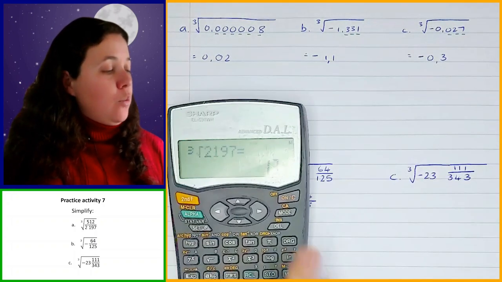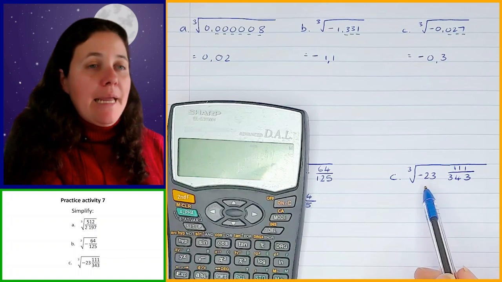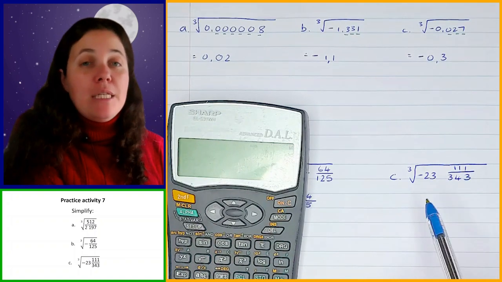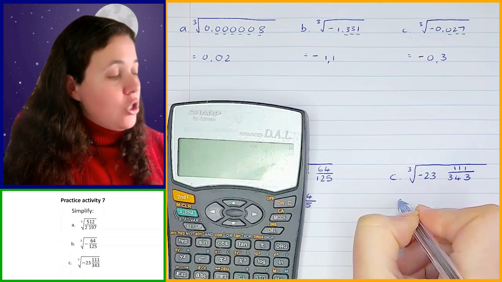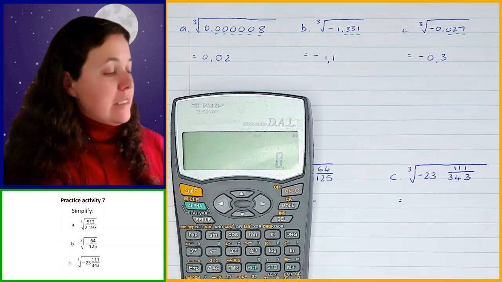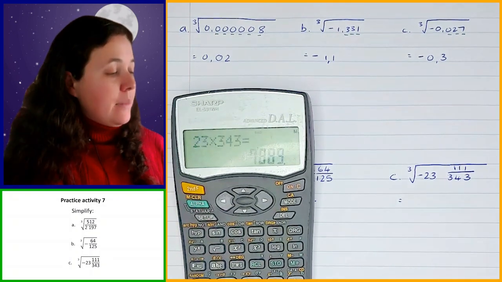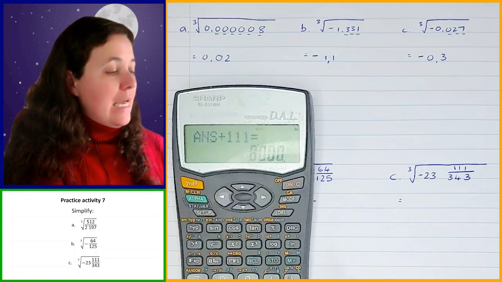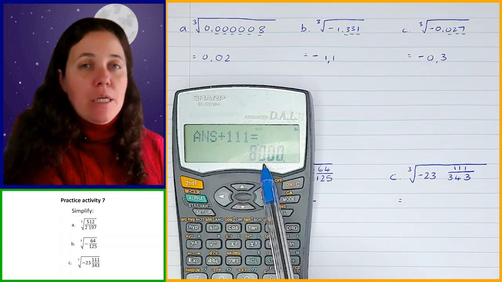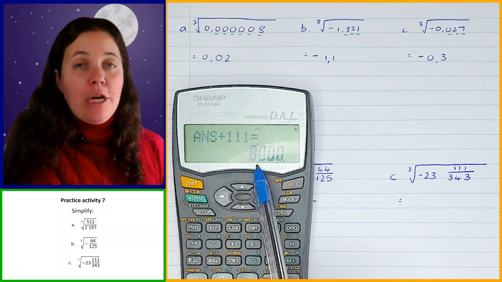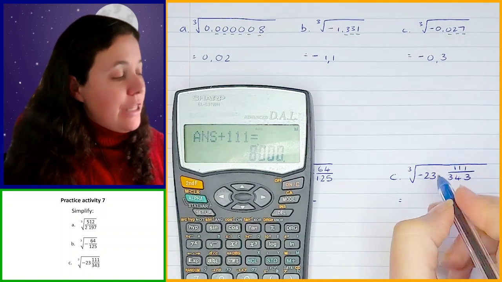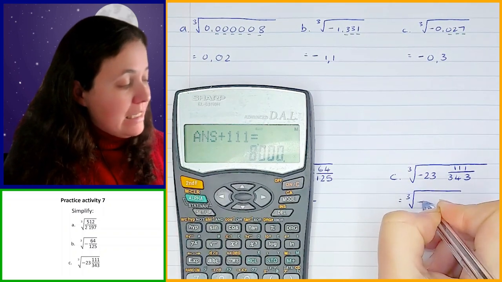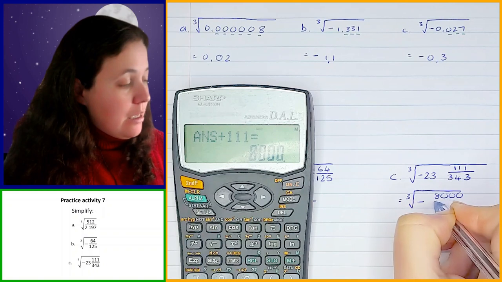And then the last one, we have negative 23 and 111 over 343. The first thing we need to do is convert this to an improper fraction. So I'm going to say 23 times 343, that gives me 7,889. And then I add the 111, and that gives me 8,000. So when I convert this to an improper fraction, my numerator is 8,000. So this is going to be the cube root of negative 8,000 over 343.